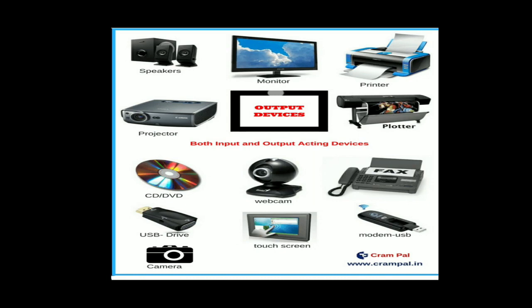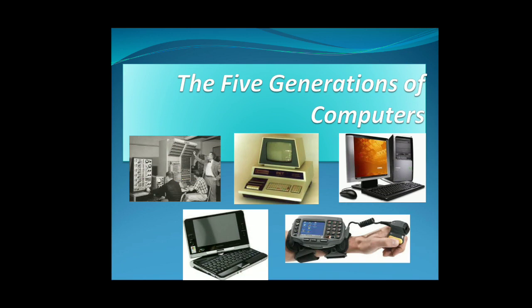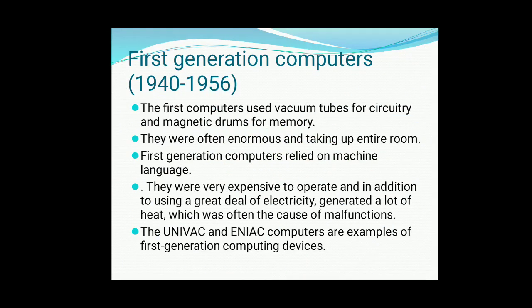Next we will see what the generations of computers are, meaning how computers were invented. You can see that there are 5 generations. The first generation computers are from 1940 to 1956. They used vacuum tubes for circuitry and magnetic drums for memory. They were often enormous, taking up an entire room. First generation computers relied on machine language.